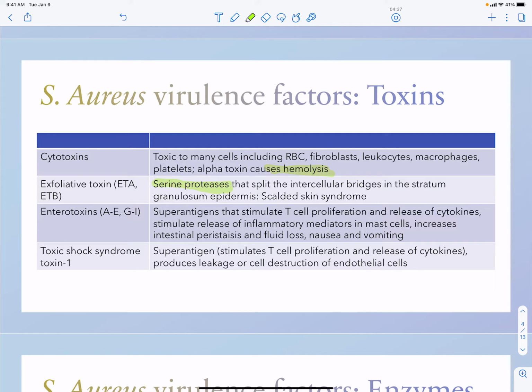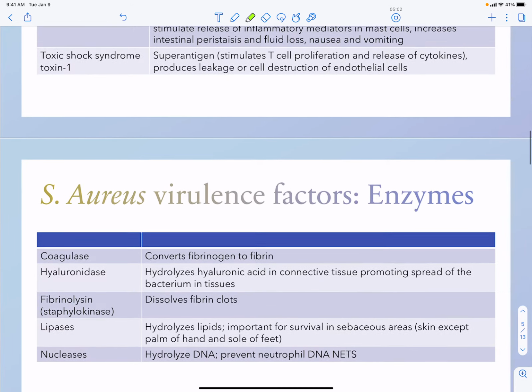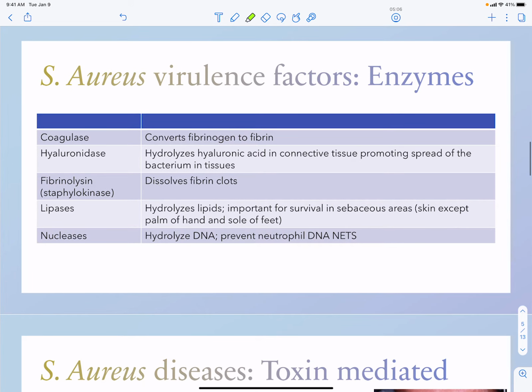It has enterotoxins. These are going to be superantigens that are going to cause potential shock. And so these are the ones that are going to stimulate massive T cell proliferation. They trick the T cells into thinking that they're getting activated. And you have toxic shock syndrome toxin 1, which is a superantigen. And this is also going to stimulate T cell proliferation, release of cytokines, etc. Now, some virulence factors for staph are going to be enzymes.